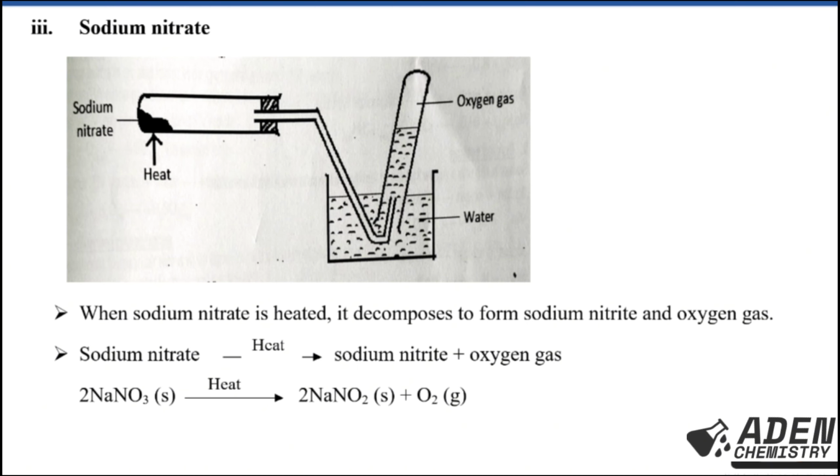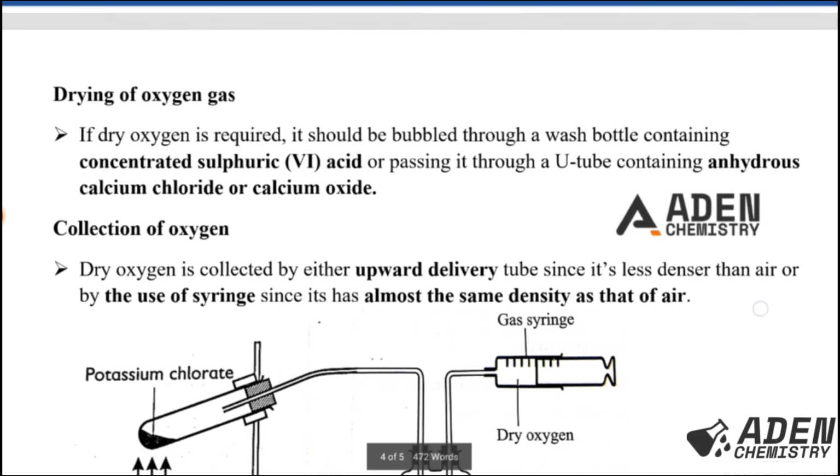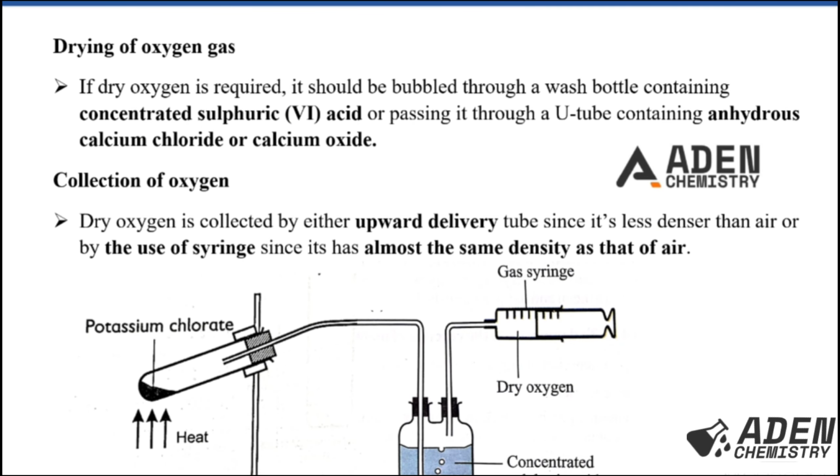To write the balanced chemical equation, we are going to have 2 moles of sodium nitrate. When heated, we are going to get 2 moles of sodium nitrite and also 1 mole of oxygen gas. Okay, we will proceed. So the oxygen that we are collecting is wet because we were collecting it by the water method. So we are saying drying of oxygen gas. That will be the next thing that we are going to do.